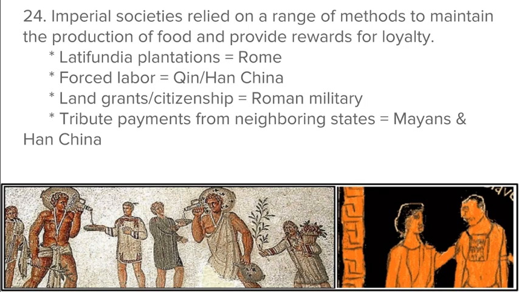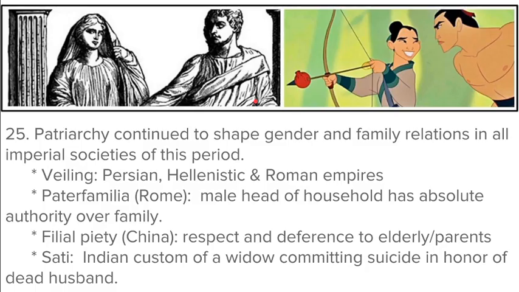We see that in order to keep people loyal, the Romans would give land and citizenship to people who remained loyal. So if you were a military soldier, after fighting for a few years, you might be rewarded with a piece of land. If you were conquered by the Romans and you remained loyal to them, then they might give you the opportunity to become a citizen. So there are different methods of producing the goods you need and keeping people happy so they don't rebel against you.